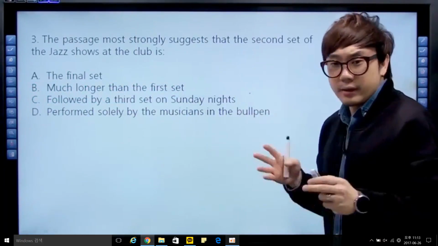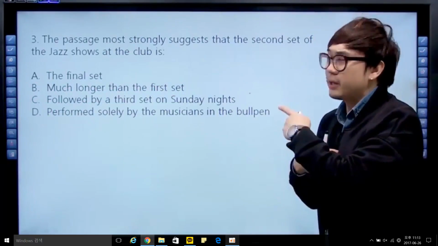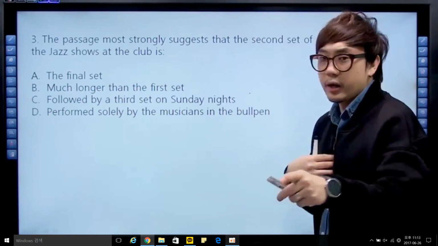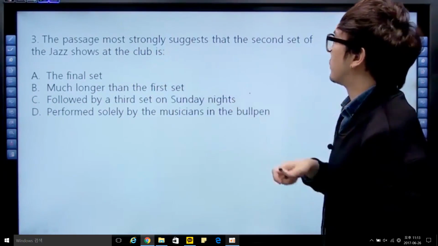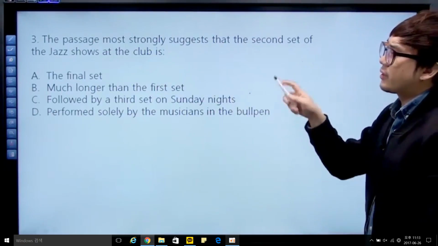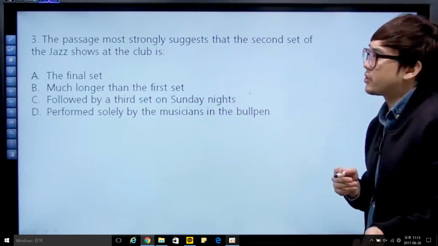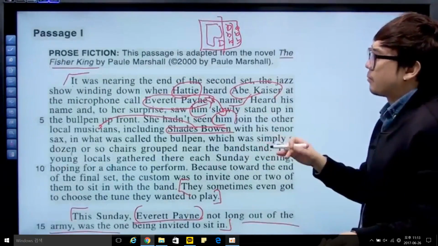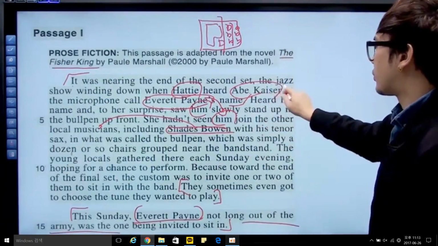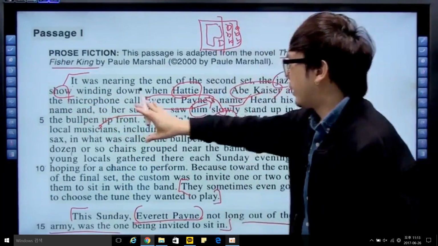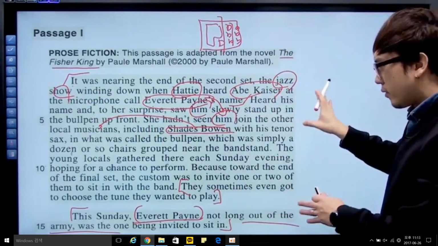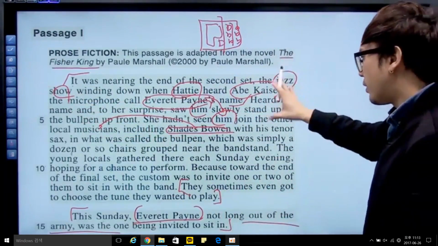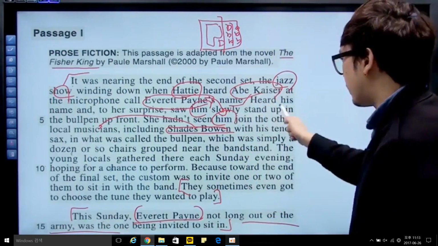The third one, the same thing. I'll give myself about a minute to do this, and let's see if we can do this, right? So a minute. The passage most strongly suggests that the second set of the jazz show at the club is. So second set of the jazz show. We know that this was a jazz show, right? Winding down when Haiti near whatever, right? And then you know that somewhere near here, right? So we'll read through a little bit here.